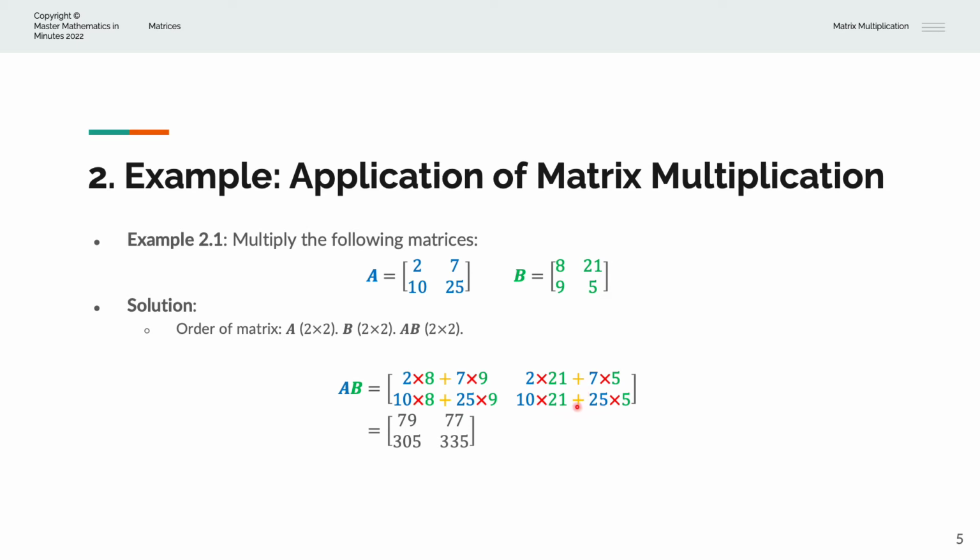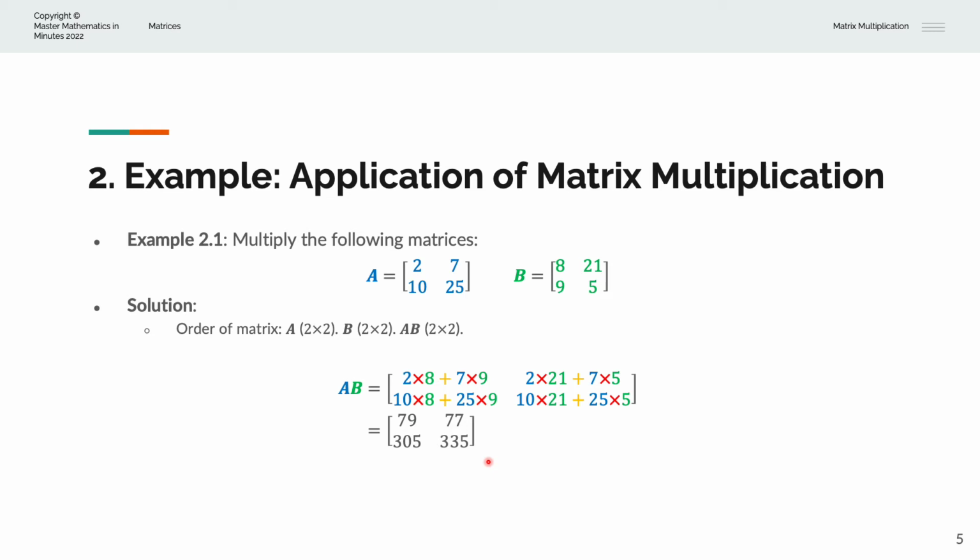And we'll cover the final entry. So for example, we have this row, which will then be multiplied by this column. So we have 10 times 21, and 25 times 5, and once again, we sum those. And so by simplifying this matrix, we have 79, 77, 305, and 335. And that is how you complete a matrix multiplication.